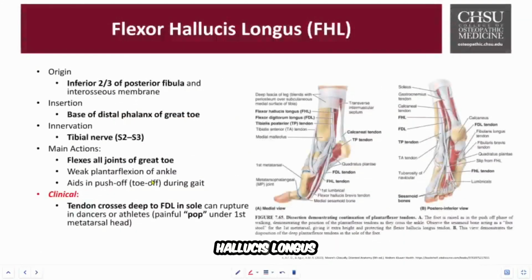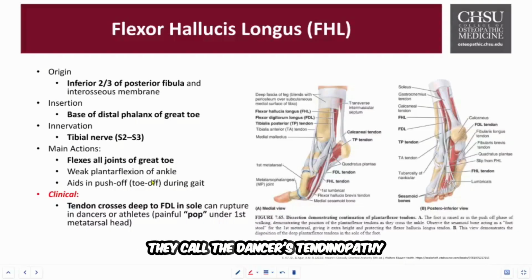Next, we have the flexor hallucis longus, FHL, which originates from the posterior fibula and inserts onto the distal phalanx of the great toe. It flexes the great toe, assists in plantar flexion, and is key during toe-off in gait. Its tendon passes deep to the FDL in the sole and is vulnerable in dancers or sprinters. Oftentimes it can result in painful popping sounds under the first metatarsal, which is what they call dancer's tendinopathy.